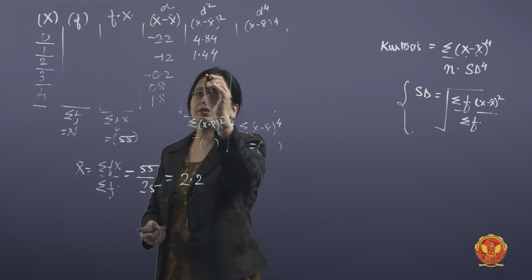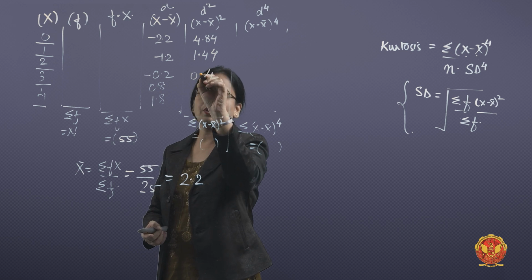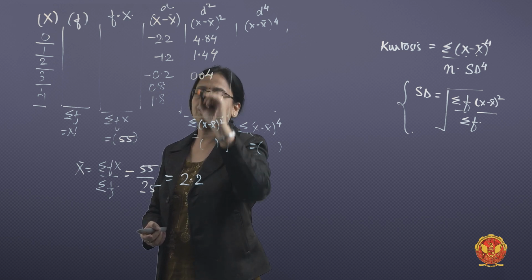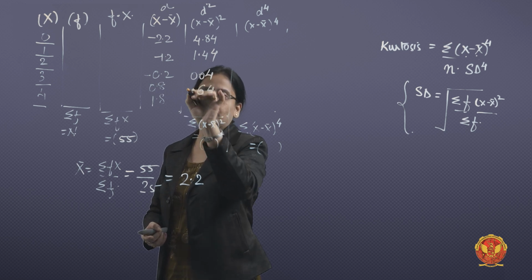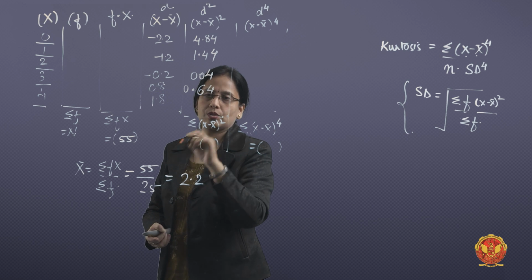If you square this, 0.04, you square it, 0.64, and you square this value. As we did kurtosis in the case of individual series, we have covered in the case of discrete series.